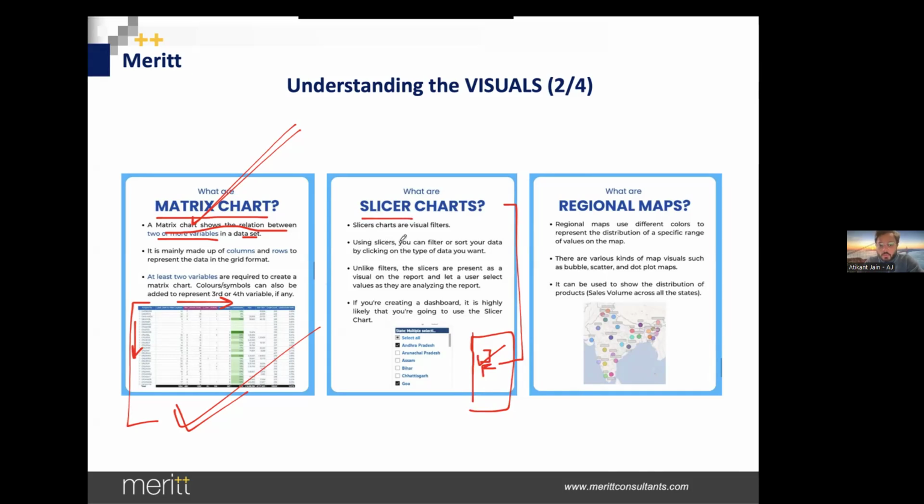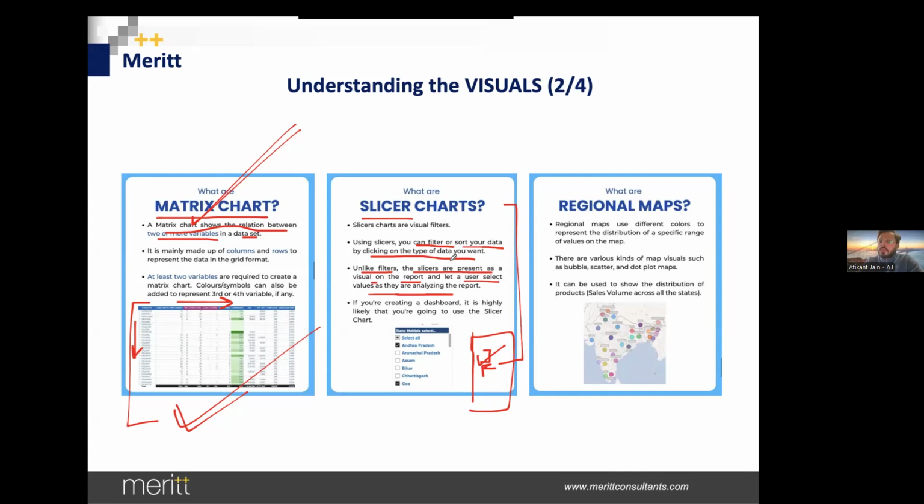So you can say, using slicer you can filter or sort your data by clicking on the type of data you want. Unlike filters, the slicers are present as a visual on the report and let a user select values as they are analyzing the report, right?